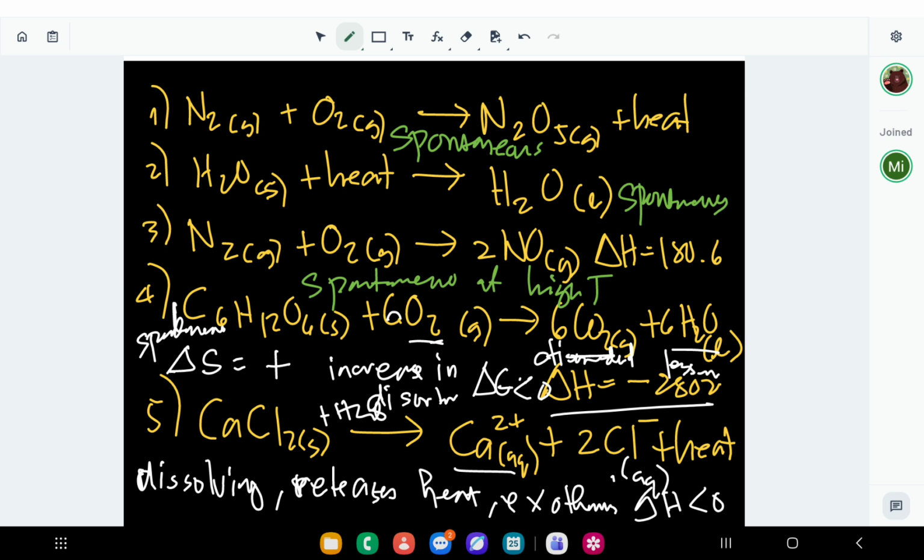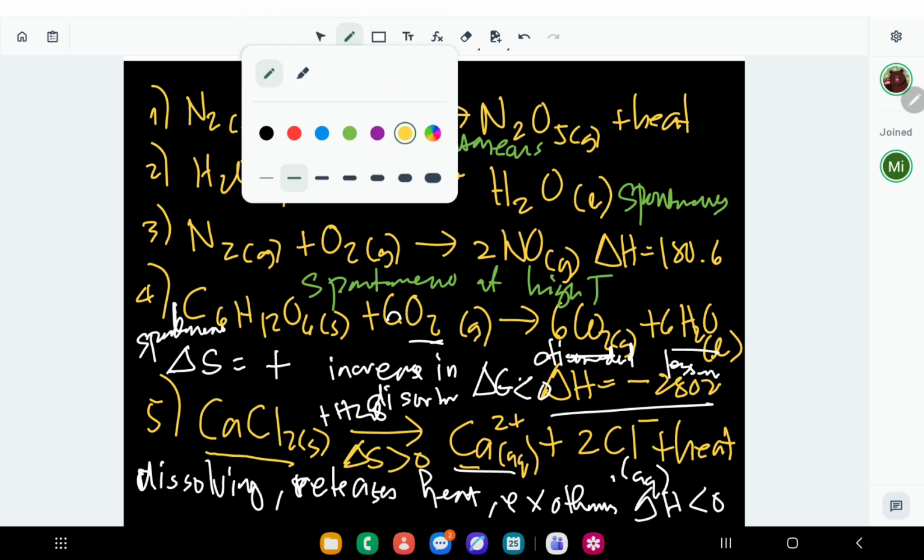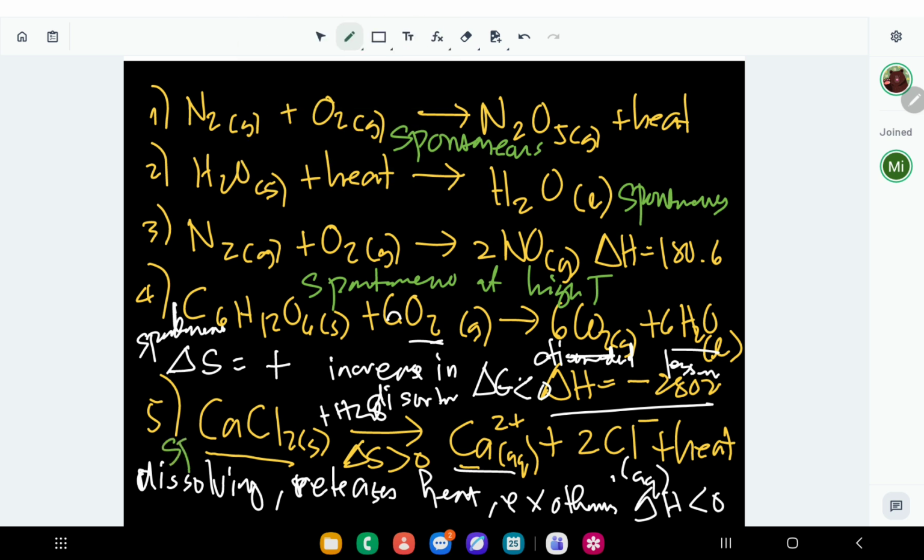And then entropy. Our original reactant is calcium chloride, which is solid, and then we add water, so it becomes hydrated ions in solution. That means it is more disordered, so delta S is greater than 0, positive. Delta H is negative, delta S is positive. So this is also spontaneous. Okay, now everything is spontaneous.